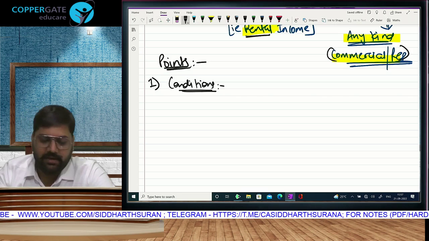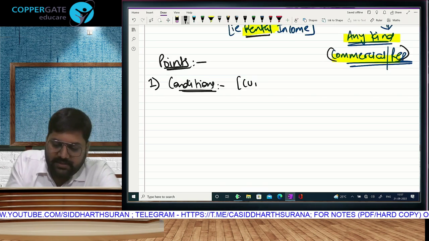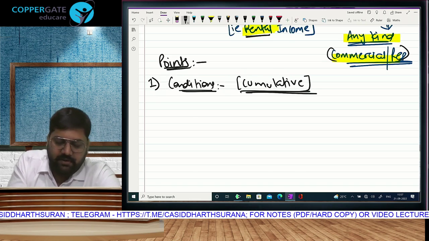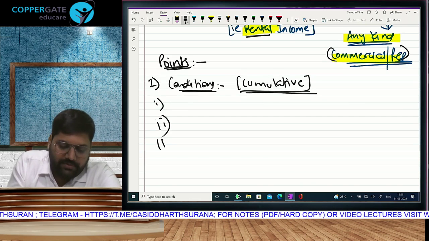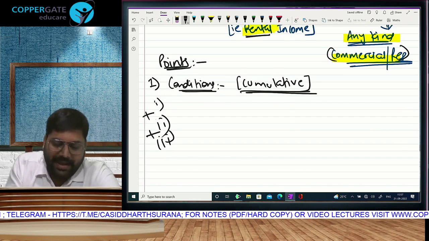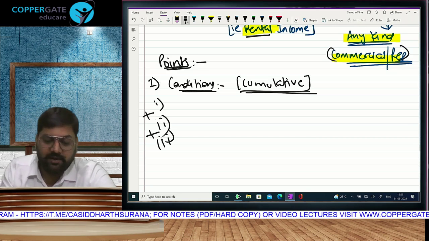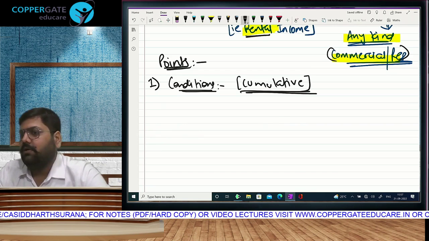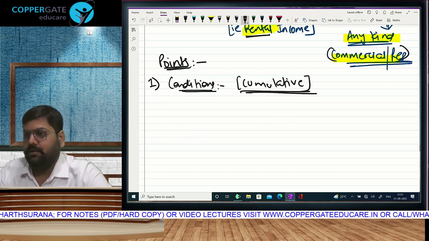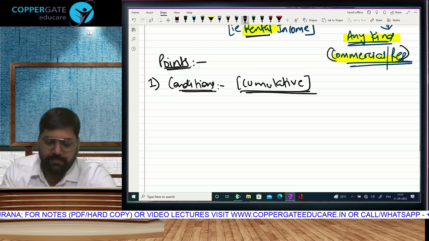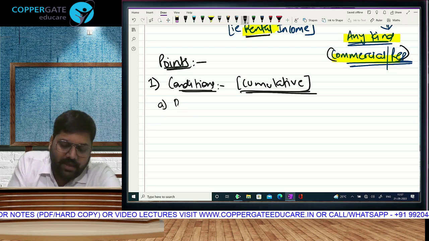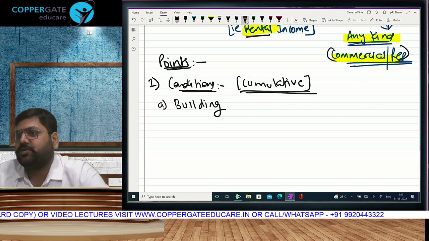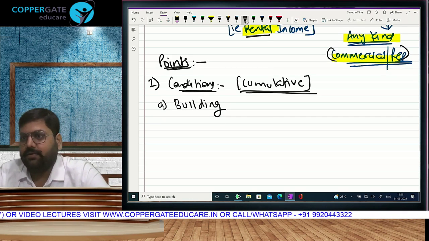Conditions for taxing an income under house property. These conditions are cumulative. So if I give you 3 conditions, 1, 2 and 3, what word will you write? And, plus sign, cumulative. Fulfill all the 3 conditions, then only, friends, an income will be taxed under income from house property. Condition 1: there has to be a building on which you are earning rent.